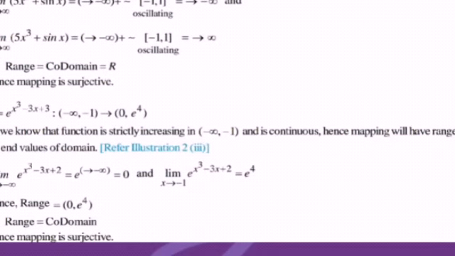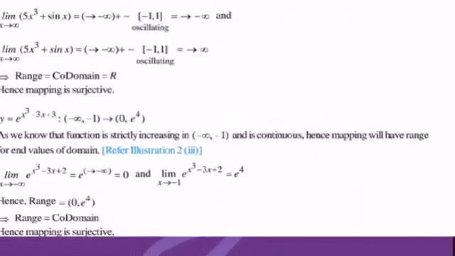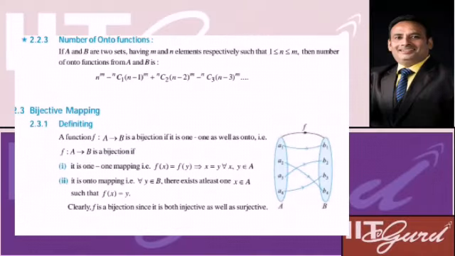And x tends to minus 1: simply put the value minus 1 over here. So minus 1 whole cube, that is minus 1, minus 3 gives plus 3, and plus 2. So 3 plus 2 is 5, minus 1 is 4, that is e to the power 4. So the range is 0 to e to the power 4, which is equal to its codomain. Hence it is surjective also.